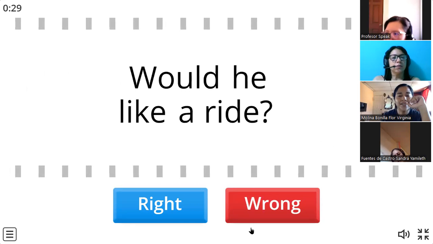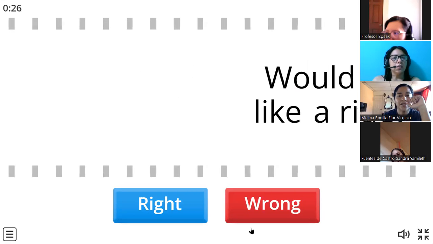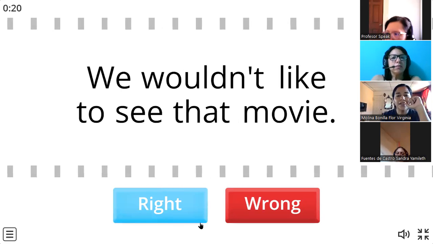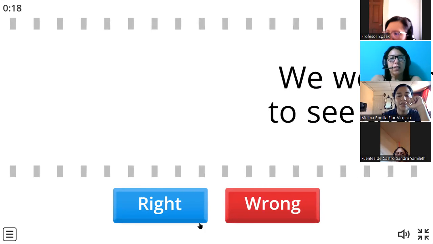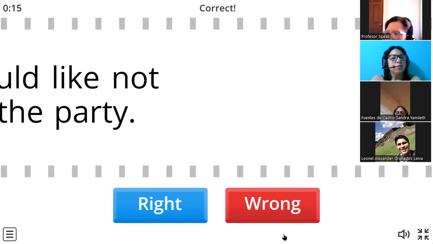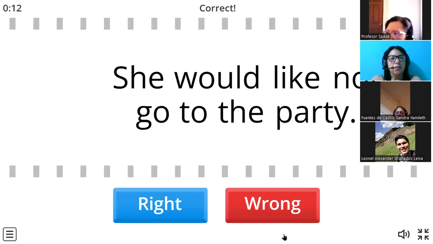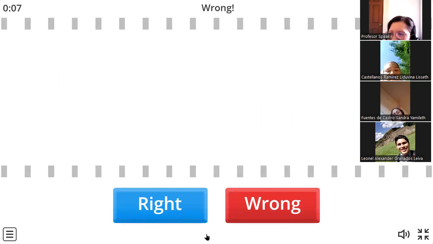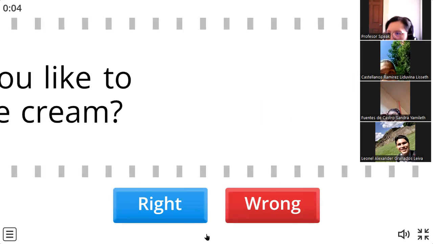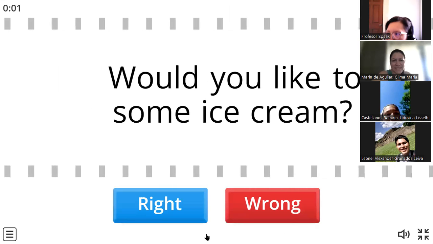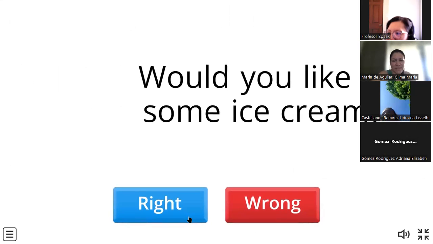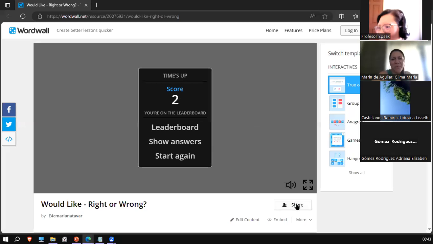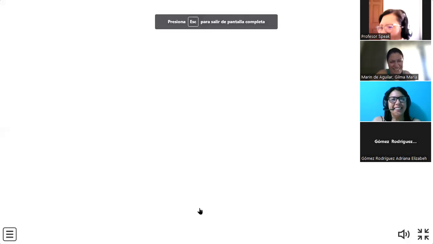Would he like a ride? Right. We wouldn't like to see that movie. Right. She would like not to go to the party. Right. Acuérdese que el wouldn't es el negativo. Would you like to some ice cream? Right. Are you sure? No, right. Okay. Muy rápido.